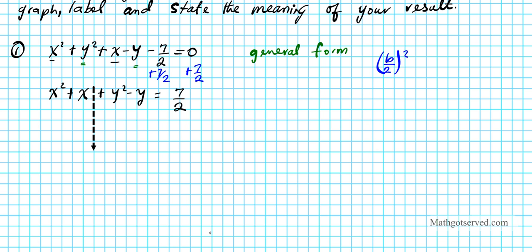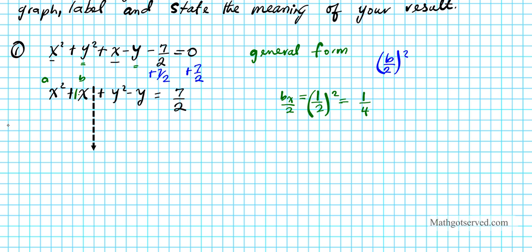So let's start with the x world. The coefficient of x squared is a, which is 1, and b is the coefficient of x, which is 1. So what do we do with that? We divide it by 2, as indicated here, b over 2. So it's 1 over 2, and then we square it, and the answer is going to be 1 over 4. This number, if I add it on here, gives us a perfect square trinomial.